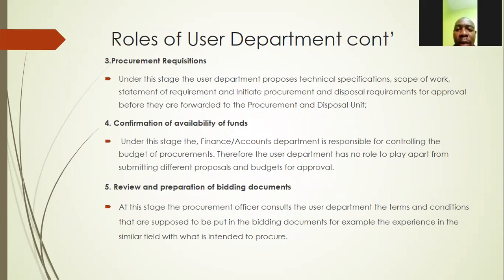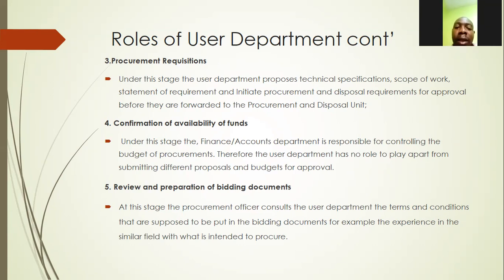Level 3 is about procurement requisitions. Under this stage, the user department proposes technical specifications, scope of work, statement of requirements, and initiates procurement and disposal requirements for approval before they are forwarded to the procurement department.